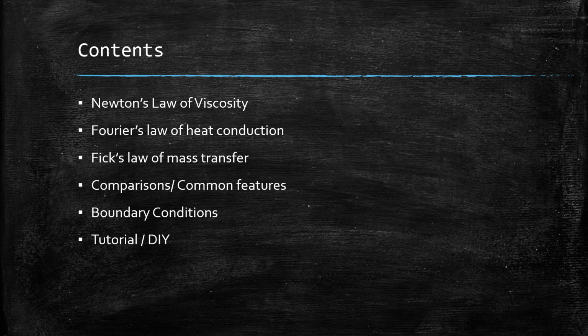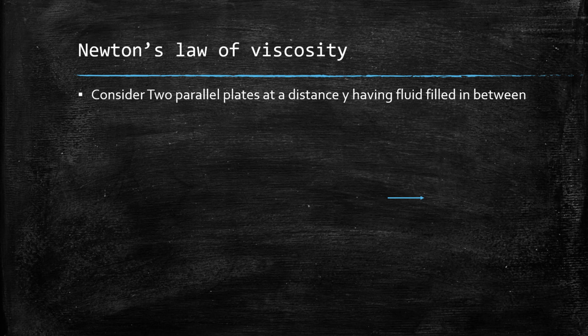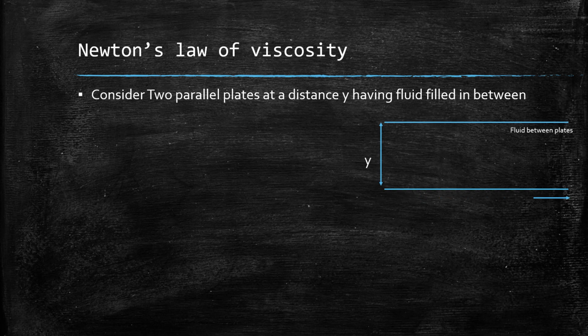So to start with Newton's law of viscosity, consider two parallel plates at a distance y having fluid filled in between. So there are these two plates, the fluid is between the plates, and the plates are separated at a distance of y. Now I give a small horizontal push to the lower plate in x direction so that it moves at a velocity of vx. So what will happen?